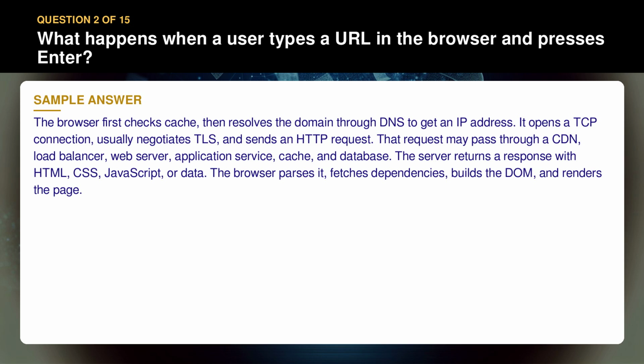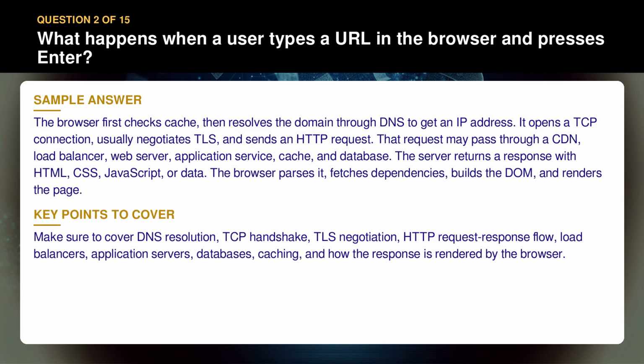The server returns a response with HTML, CSS, JavaScript, or data. The browser parses it, fetches dependencies, builds the DOM, and renders the page. Make sure to cover DNS resolution, TCP handshake, TLS negotiation, HTTP request response flow, load balancers, application servers, databases, caching, and how the response is rendered by the browser.